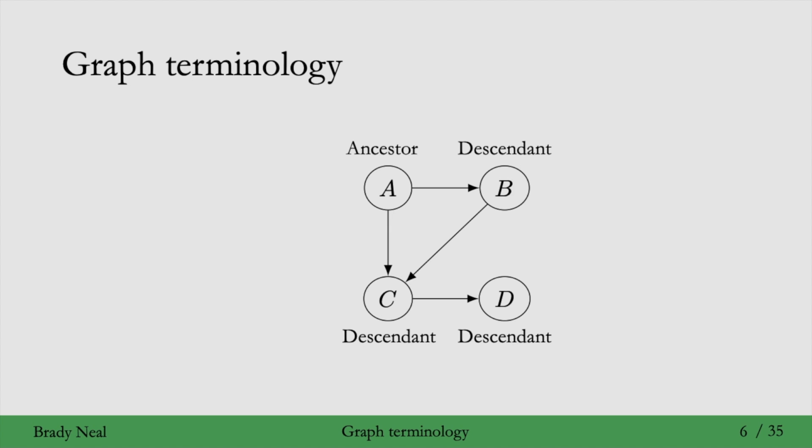And more ancestor terminology. So if A is the ancestor that we're interested in, all of its descendants are nodes that can be reached from A in directed paths. So B can be reached from A if you just follow the A to B edge. Similarly with D, if you follow the A to C and then C to D edge. So all of those are descendants of A.